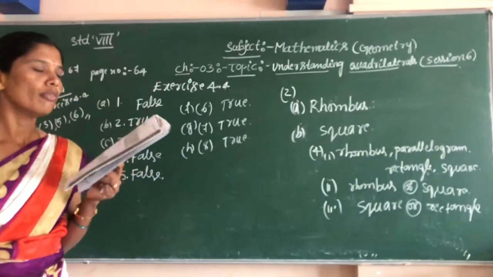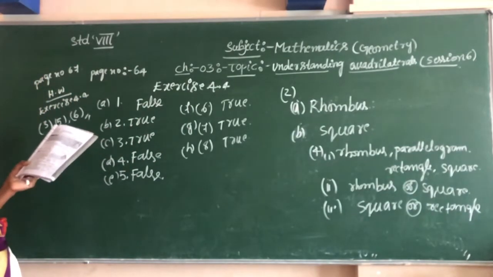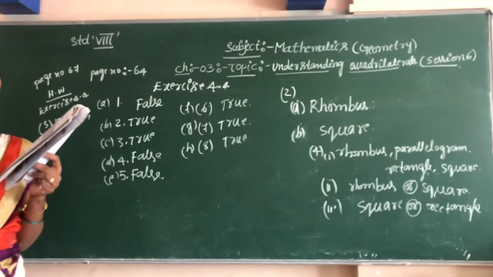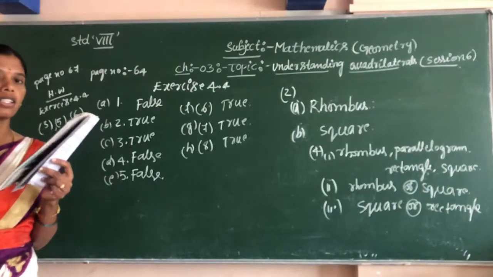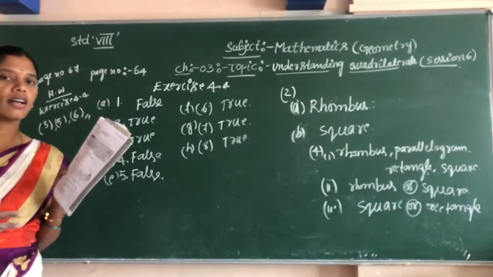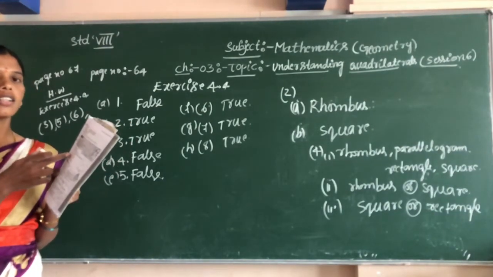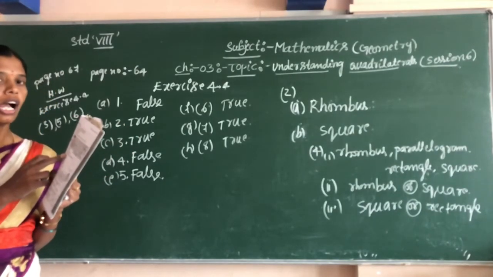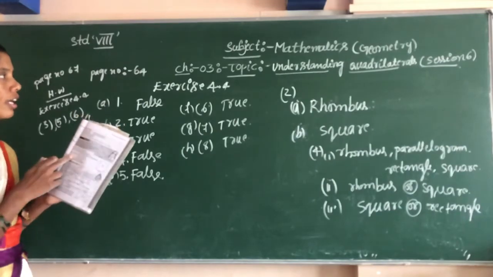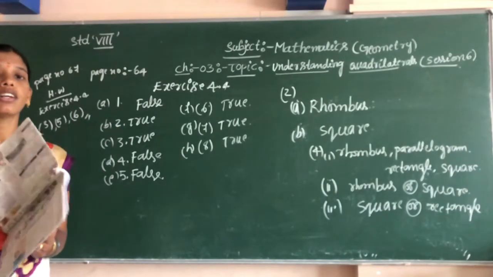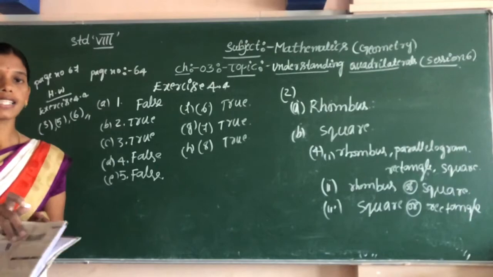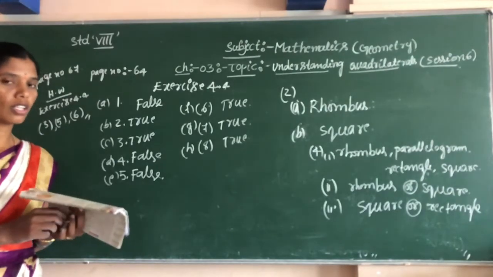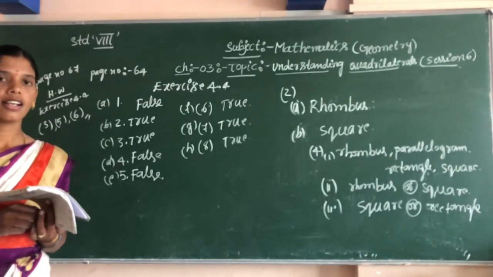Okay children, we should solve 3, 5 and 6 in your homework book. The property is not there, so you should write it in notes only. We should copy notes only. Okay children, in this class we studied special kinds of parallelograms. Okay children, thank you.